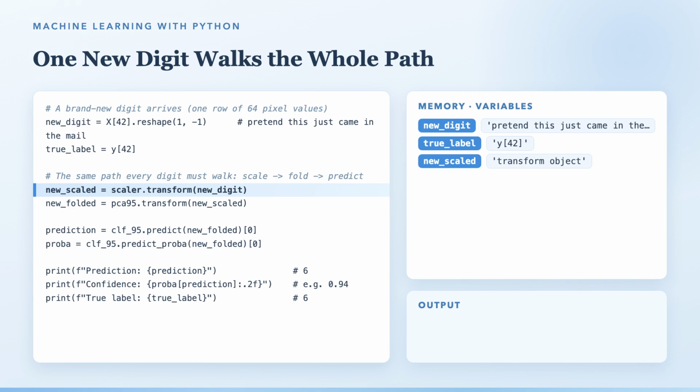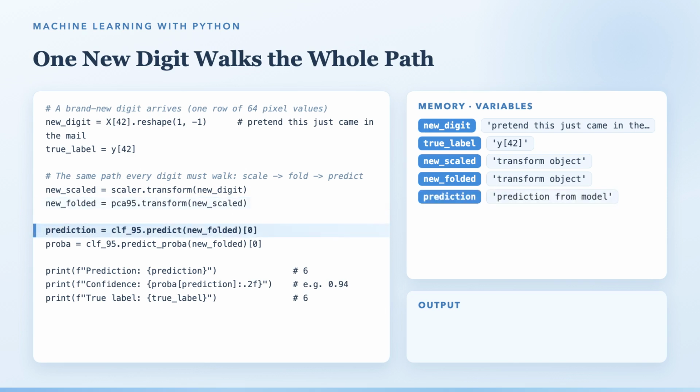Kiko approves. Remember this shape of things. Scale, fold, predict. Always the same steps, in the same order. For every digit that will ever arrive, 1 digit, 1 gentle journey. First, new_digit takes row 42 of x and reshapes it into a single row of 64 values, and true_label remembers its real answer from y.